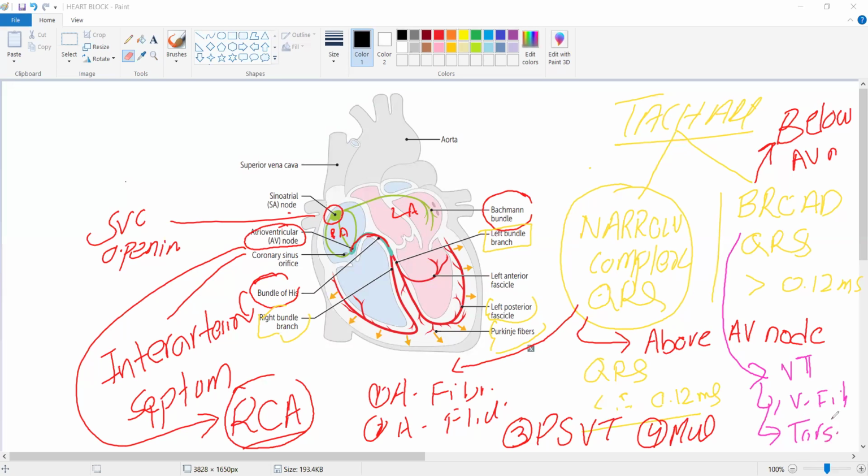So don't worry about this. We will discuss these tachyarrhythmias in detail along with their ECGs. Their ECGs are super high yield stuff. Okay.